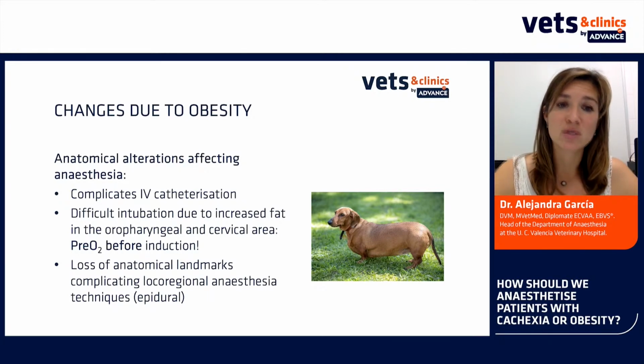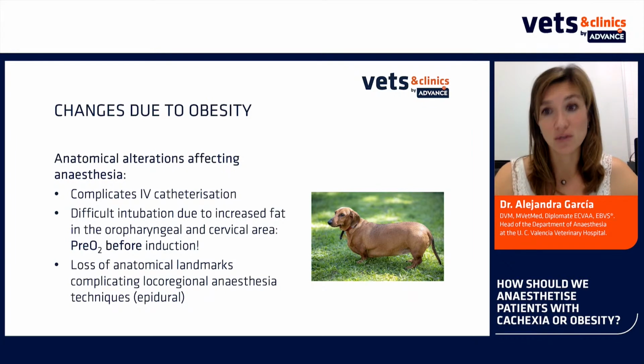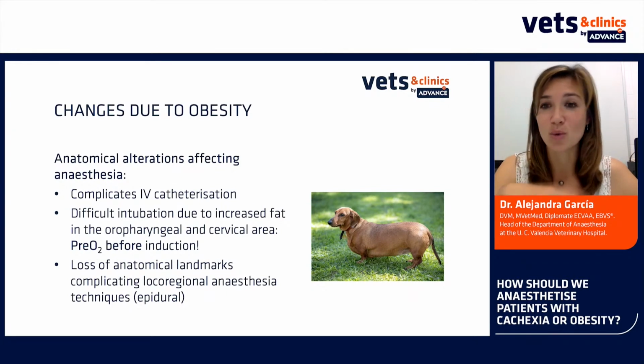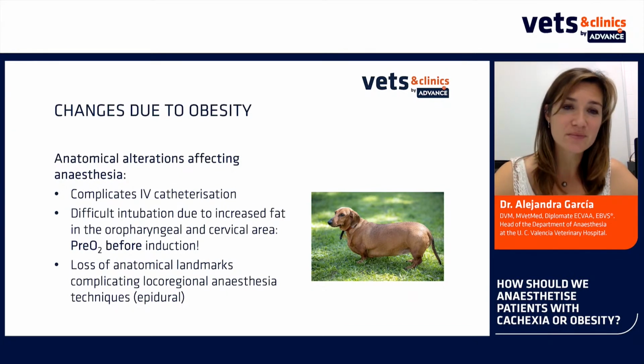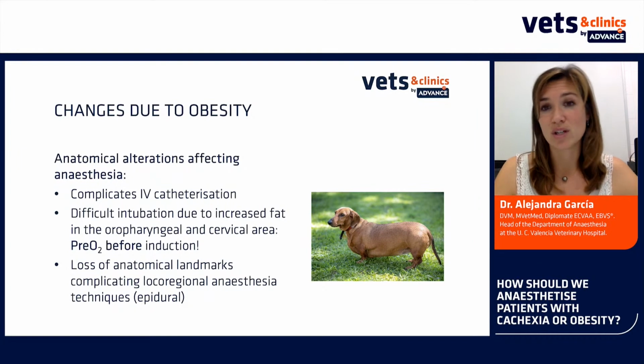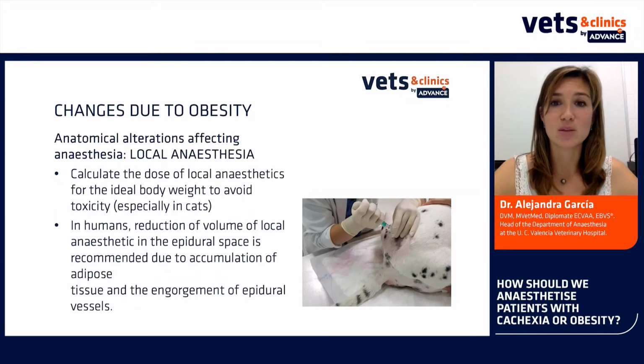So it is really, really important to pre-oxygenate these patients before induction, especially if they are brachycephalic and obese. This is the clinical picture you can imagine: an obese brachycephalic dog with really bad veins, and we have to anesthetize him for something. So pre-oxygenate this patient very well. There will be some loss of anatomical landmarks that will complicate the locoregional anesthetic techniques, for example the epidural, because when we are trying to do an epidural, clinically we normally locate it by palpating the landmarks, and this will be a little bit complicated.